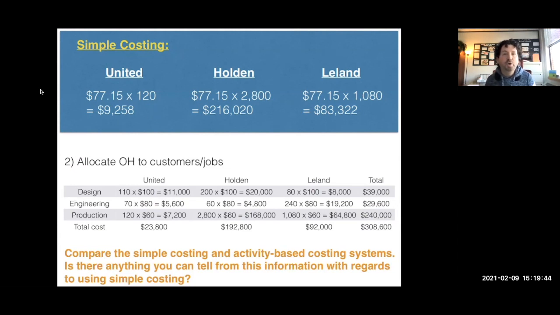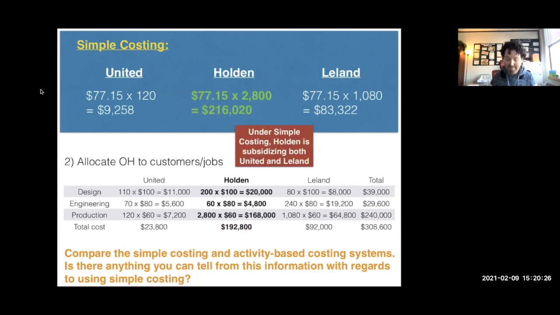So who is this customer that keeps complaining? Who do you think is complaining about being charged non-competitive prices? Who's complaining? This is what we think Holden is costing us. So we're charging them maybe $250, but this is what actually Holden is costing us. So we probably should be charging them around $210, $215, something like that, whatever. Okay, so they're the ones complaining. Leland and United, they're pretty happy, wouldn't you think? Because Holden is subsidizing both of them. Okay, so Holden is subsidizing both United and Leland.